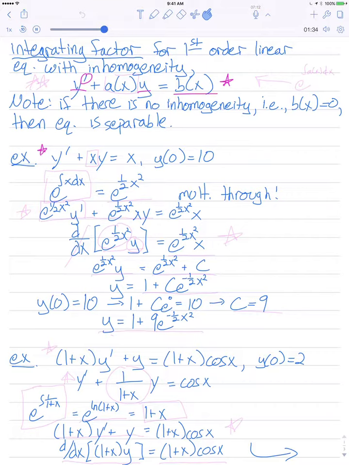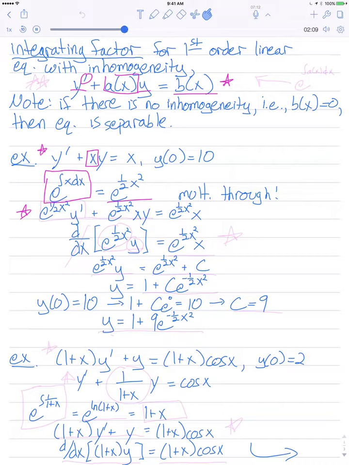And the thing that we have to multiply through by is e to the antiderivative of the coefficient of the y term. That's the a of x term, right? So for us, the a of x is like x. So I'm going to figure out what's e to the antiderivative of x. Well, that's e to the 1/2 x squared. And I'm now going to multiply through the entire equation by that factor. So I get e to the 1/2 x squared y prime plus e to the 1/2 x squared x y equals e to the 1/2 x squared x.